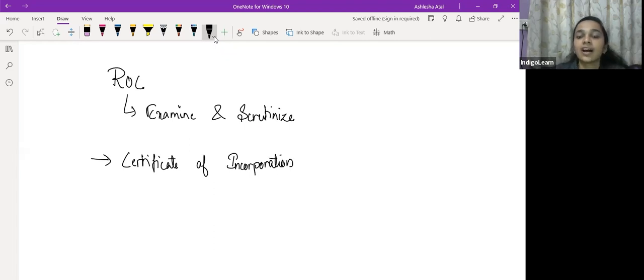ठीक है. After examining and scrutinizing the documents, on being satisfied कि हाँ जो भी information दिया हुआ है, it is fair enough, the registrar of company will register the company and issue a certificate of incorporation. Certificate of incorporation simple terms बोलूँ तो company का birth certificate है.